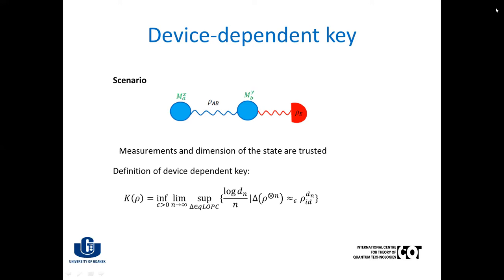And the definition of device-dependent key, this is this small monster. This is the infimum over epsilon, which is the secrecy error. There should be a lim sup here instead of a limit. Then the supremum over quantum local operations and public communication of the ratio between the log dimension of the output key and n. We demand that the operation delta, the protocol, working on the input state, outputs something epsilon-close to the ideal state, and the ideal output state takes the form of correlated uniform randomness for Alice and Bob, decorrelated from Eve. So this is a product with the state rho_E here.